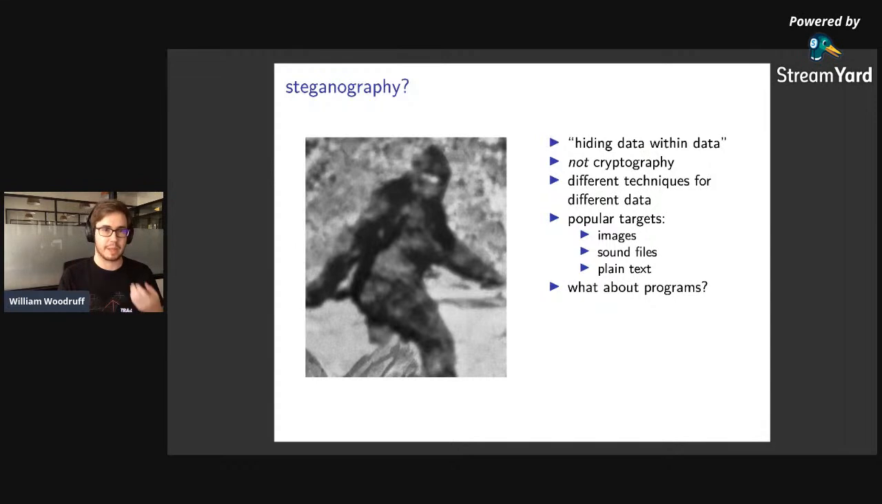For sound files, you can do the same thing. You can hide an image in the spectrogram of a sound file, and then because of the massive input space of UTF-8, you can also hide things inside of even plain text files. You can hide things inside of spacing rules, as well as special characters between different alphabets. So this all begs the question, what about computer programs?